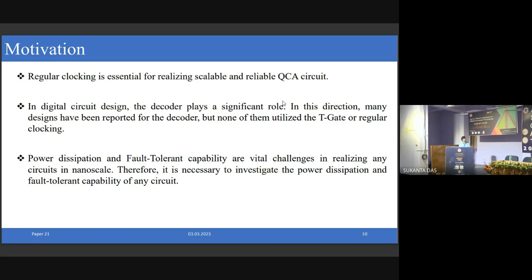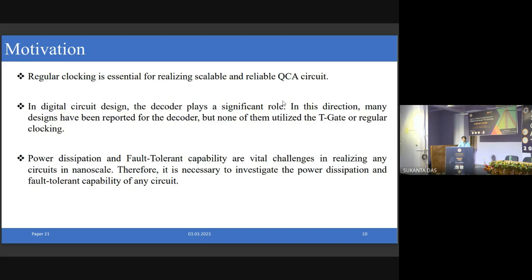And another motivation is that, as I have discussed, faults may occur in QCA, so it is required to test all the designs. It is required to test the fault tolerant capability of each design. So these are the main three motivations of my research.